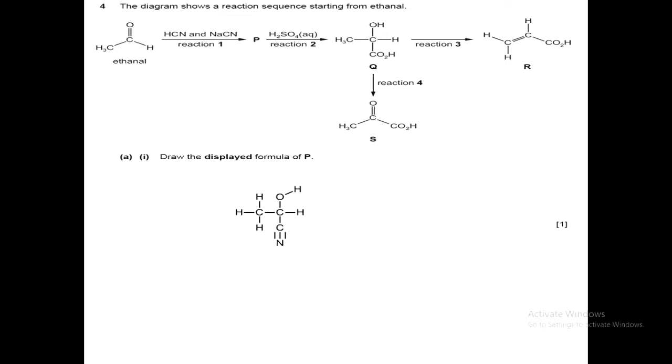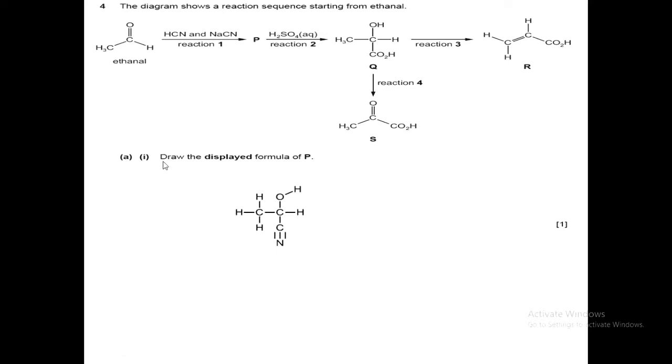Today, students, we are going to discuss question number 4 of paper 2, mock 2 examination. Here was question number 4. The examiner was asking: the diagram shows a reaction sequence starting from ethanol. This is ethanol, an aldehyde. And P is formed, Q is further formed, R is formed, and S is formed from ethanol.